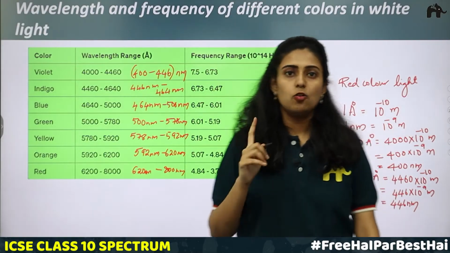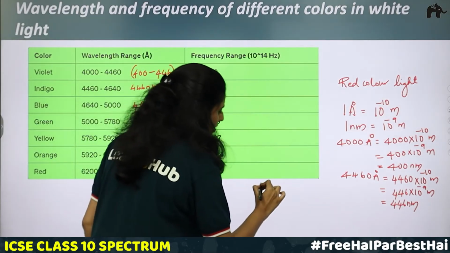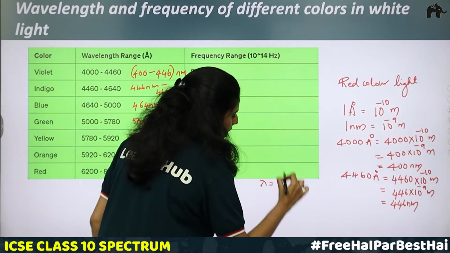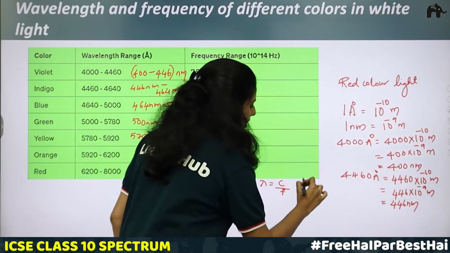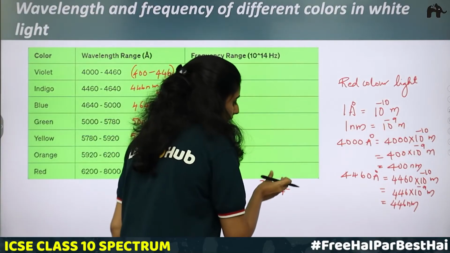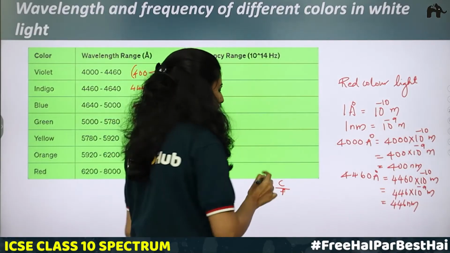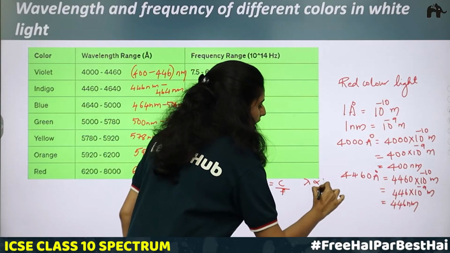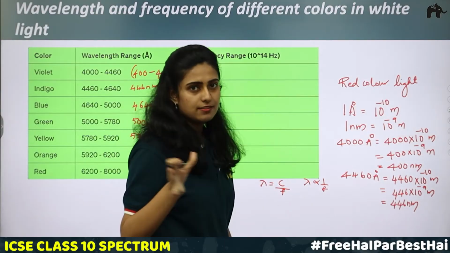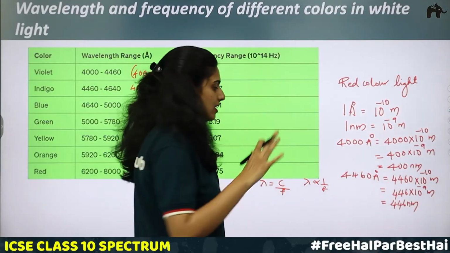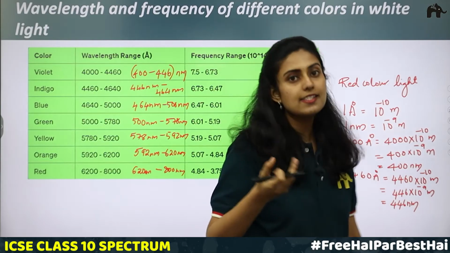Next is the frequency. What is the relation between wavelength and frequency? We have said wavelength is equal to speed of light divided by frequency. For a light that is traveling in air, the speed of light will be the same, so lambda and frequency are inversely proportional. Even if the medium is not air, wavelength and frequency are inversely proportional, which means when frequency increases, wavelength decreases.